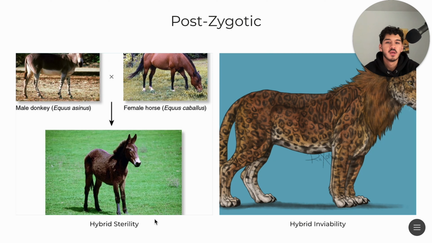That's what it means. Now we have hybrid inviability, and this just means, for example, right here we have a leopard. So it's like a leopard and a lion combined together. And this inviability means the zygote may form, but it's very short-lived, and it doesn't survive at all. It doesn't even see adulthood. If it does survive the zygotic stage, it won't even see adulthood, and it won't be healthy.